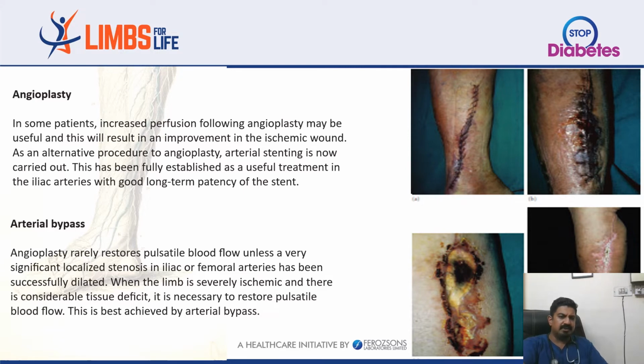As an alternate procedure to angioplasty, arterial stenting now is also being carried out. This has been fully established as a useful treatment in the iliac artery, with good long-term patency of the stent. Another technique that can be used is an arterial bypass. Angioplasty rarely restores pulsatile blood flow unless a very significant localized stenosis in the iliac or femoral artery has been successfully dilated. When the limb is severely ischemic, there is considerable tissue deficit. It is necessary to restore pulsatile blood flow. This is best achieved by arterial bypass.